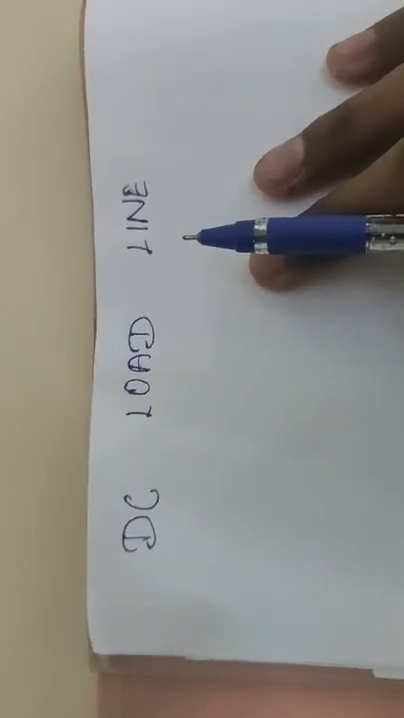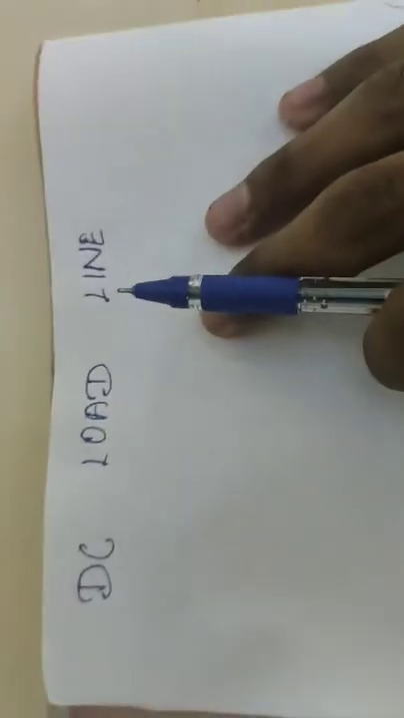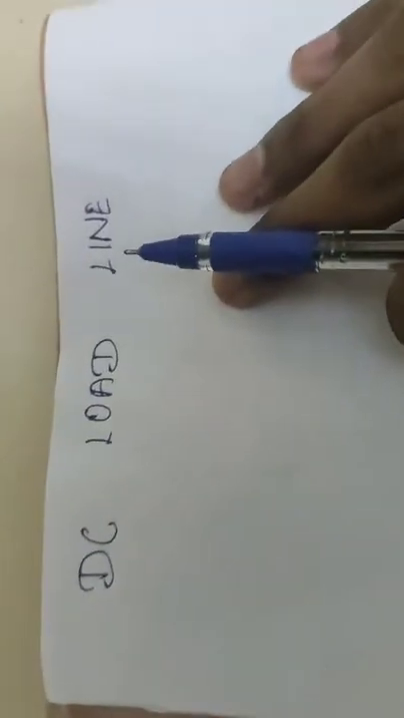Hi guys, today in this video we are going to see what is DC load line and what is AC load line and different circuits of AC and DC load line along with biasing and operating point. So first we are going to see what is DC load line. A DC load line can be defined as a load line of a DC equivalent circuit.